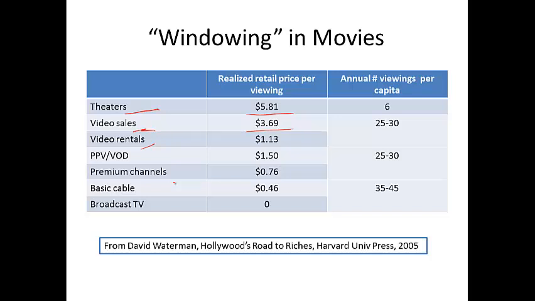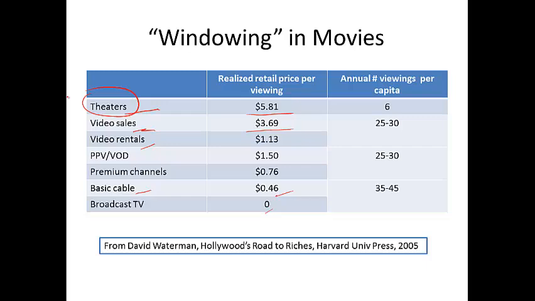And by the way, these are all calculated from prices divided by numbers of viewings. So the premium channel viewing is an HBO subscription divided by the number of movies people actually watch on average in a month, that sort of thing. Watching a movie on basic cable came down to about 46 cents per viewing, and on broadcast TV, 0. But you're seeing all these different ways to see movies, different ways to generate revenue, in addition to the obvious traditional one, theaters.